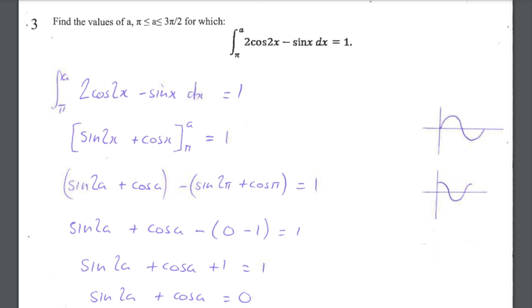Okay, so what can we do next? Well, the only thing we can really do is substitute in. So sine 2a plus cos a minus, in a bracket, sine 2 pi plus cos pi equals 1.